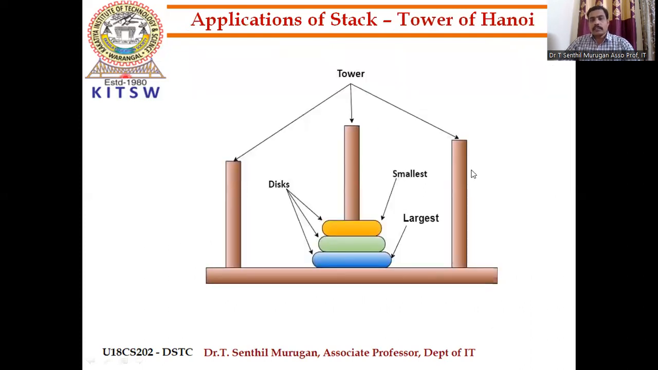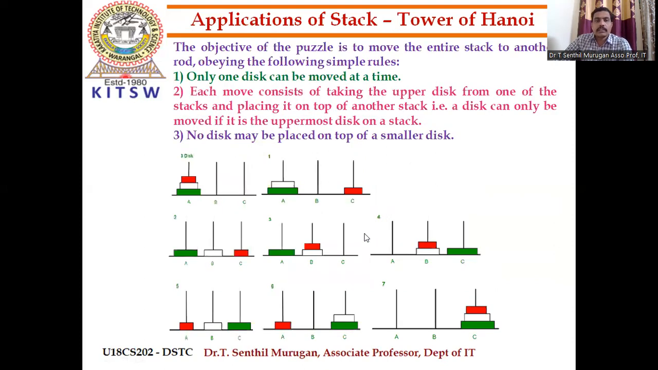So these 3 towers are there, and all the disks are there. Each disk has a different size. So don't keep the largest disk on the smallest disk. Yellow color is the smallest disk, blue color is the largest disk. So you can always keep them in this order only. On top of the green you can keep yellow. On top of the blue you can keep the other two, but don't keep blue on any others. So this condition you have to follow.